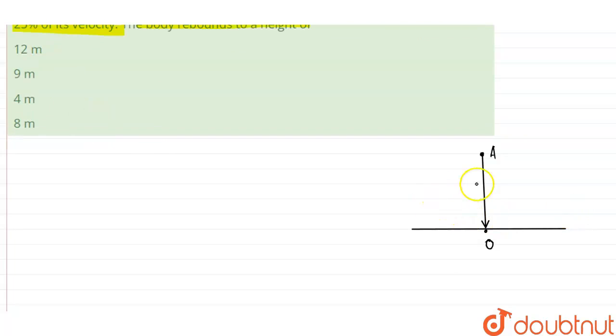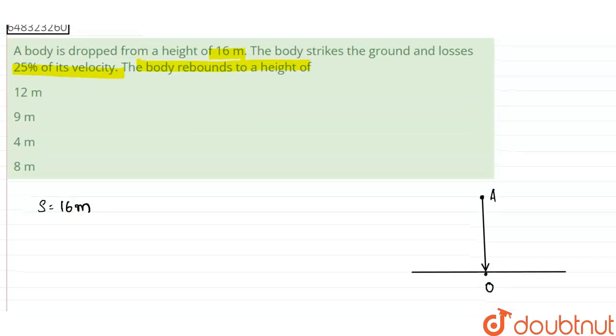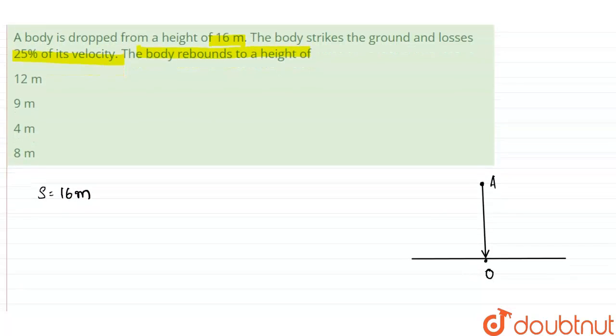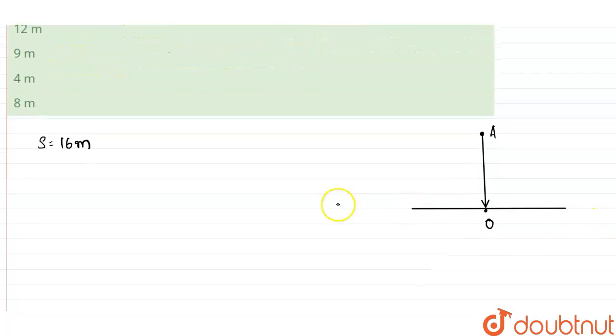So at first we need a figure. So this is our figure. Suppose our body is dropped from the point A to the point on the ground, that is O, such that AO is equal to 16 meters. So S is equal to 16 meter. Now it is said to us that when it strikes the ground, it loses 25% of its velocity.